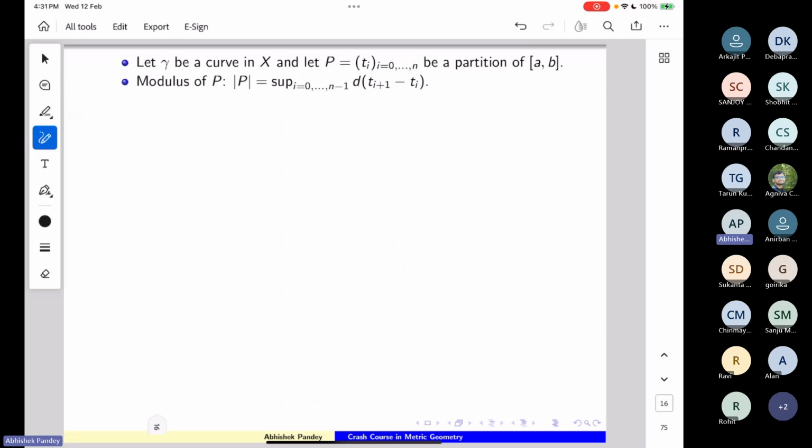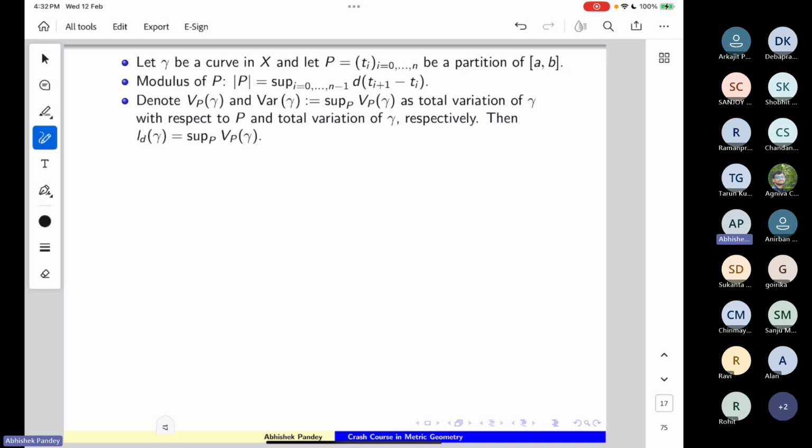Okay, so let gamma be a curve in X, and let P be a partition of [a, b]. We denote the modulus of P by taking the mod of P, just a notation, which is the supremum over i going from 0 to n minus 1 of d(t_{i+1}, t_i). So these are just notation: V_P(gamma) and variation of gamma. V_P(gamma) is basically the total variation of gamma with respect to this partition P, and variation of gamma is basically the total variation of gamma.